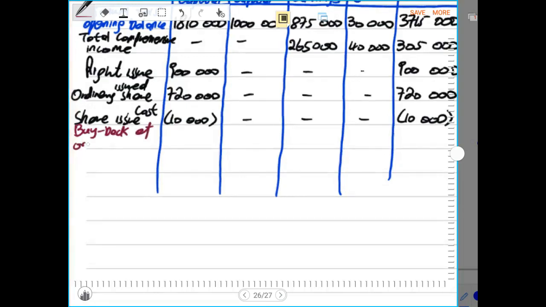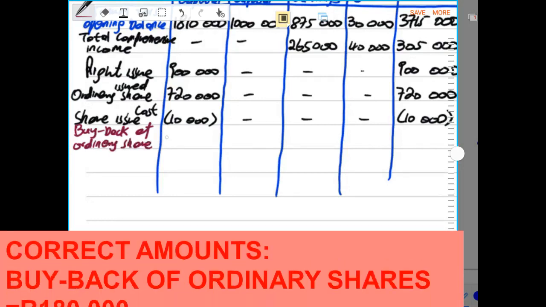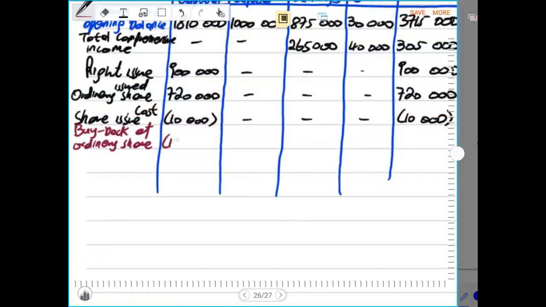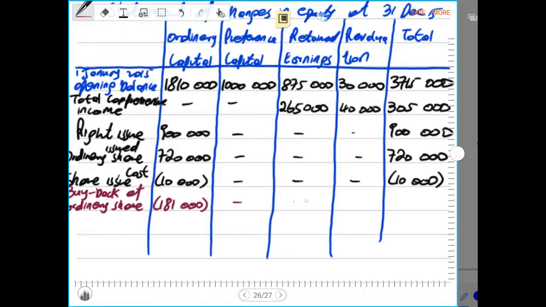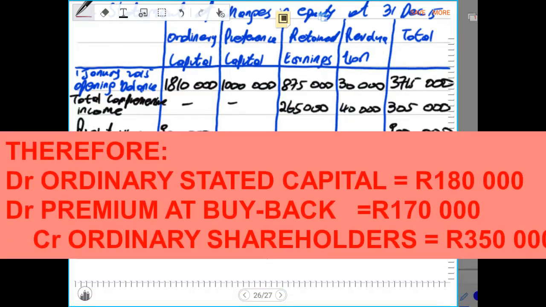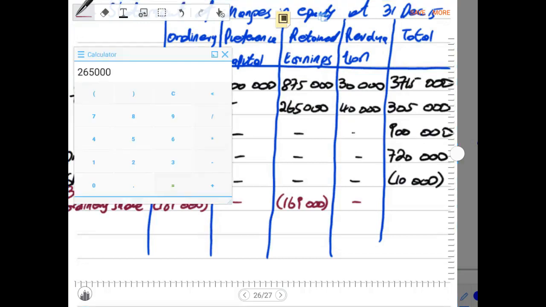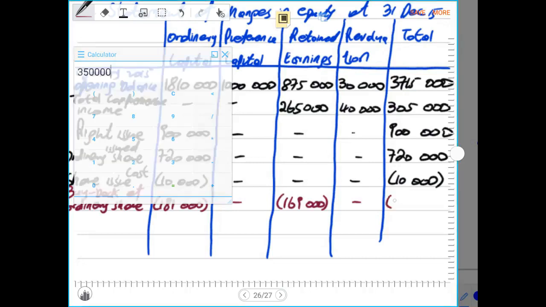Buyback of ordinary shares. The buyback of ordinary shares amounted to 181,000 rand of the capital that will be bought back. However, there was a premium, because at a buyback there will always be a premium, and here the premium was 169,000. If there's a premium, we'll also have to take that into account. Then we add the two, 181,000 plus 169,000, and this will give us 350,000.